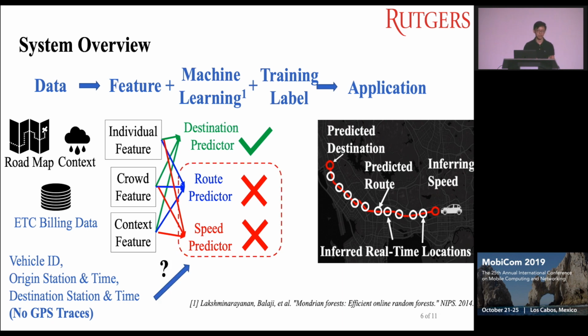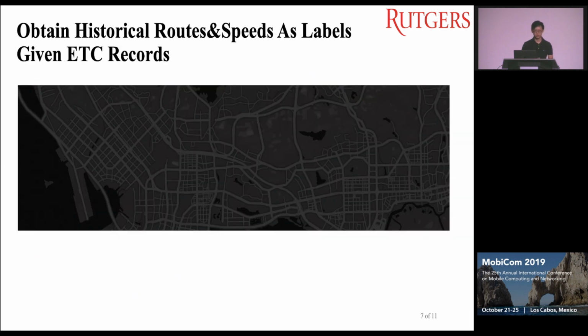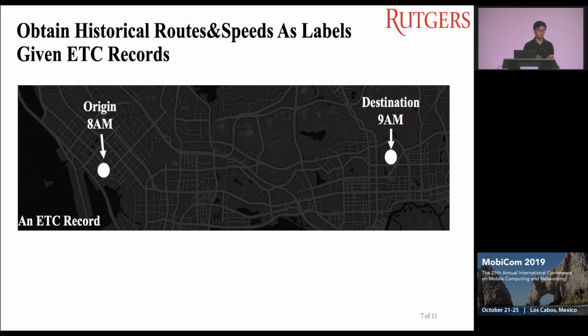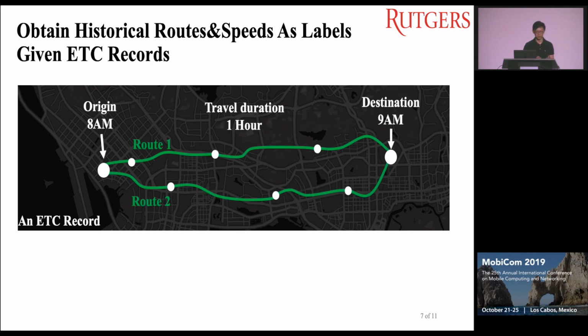So how do we utilize the ETC data only to infer the historical route and speed to serve as our training labels? To answer this question, I will give a simple example. For example, a vehicle gets into the expressway at 8 a.m. and leaves the expressway at 9 a.m. In this way, we know its travel time is around 1 hour on the expressway, and there are possibly 2 roads between them, and the vehicle can drive at different speeds on the road.